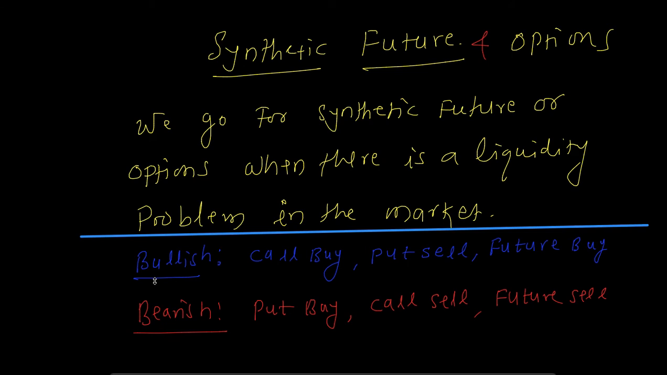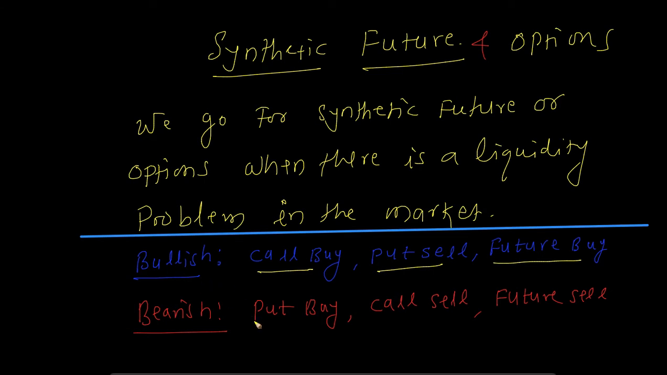When we are bullish on the market, that means we feel that the market will rise, the prices will go higher. That is called a bullish view. Bearish means we feel that the market will fall, the prices will fall. That is called a bearish view. When we are bullish, we buy call, we sell put, or we buy future. So these three things are done when we are bullish on the market.